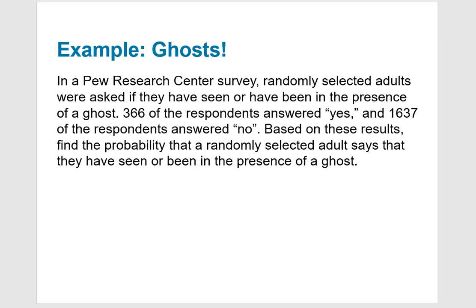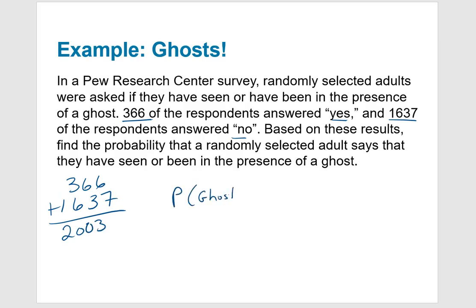All right, so first thing we have to do is find the total number, right? They told us the yeses and they told us the nos, but they didn't tell us the total. So first thing I have to do is add it up to find out how many people they talked to in the first place. All right, add those together and that gives you 2003. Okay, so the probability that the randomly selected adult says they have seen or been in the presence of a ghost is 366 out of 2003. And of course you would simplify that, and if it asked you to do this as a decimal, you would just divide those, and it would be 0.183.